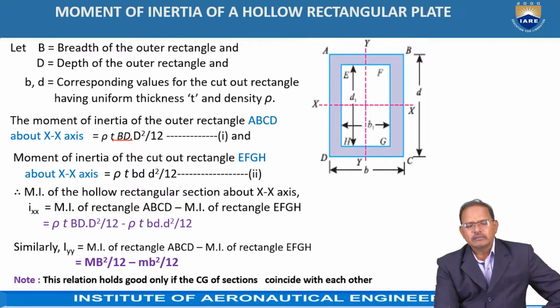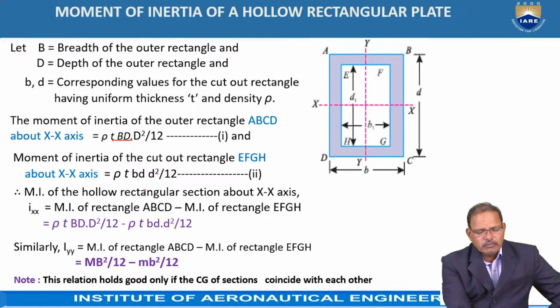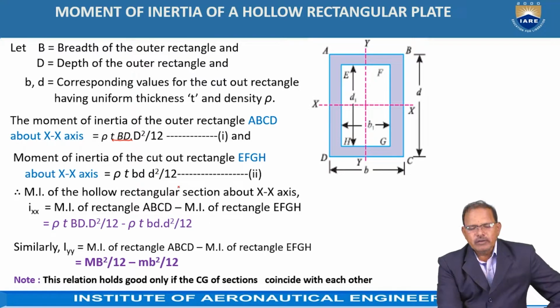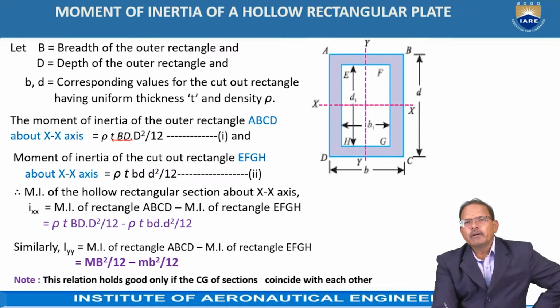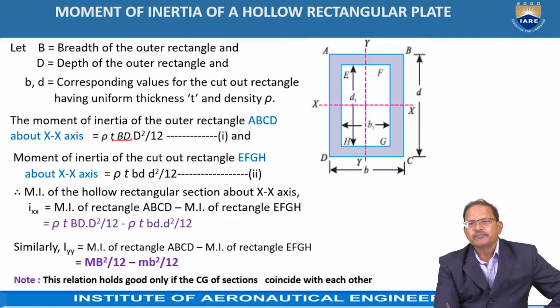The mass moment of inertia of the cutout rectangle, again about the x-axis, is given by rho t b d times d square by 12. Here we are using lowercase letters to represent the dimensions of the cutout rectangle. Then the mass moment of inertia of the hollow rectangular section about the x-axis is obtained by the difference of the mass moment of inertia of the outer rectangle and that of the cutout rectangle EFGH.